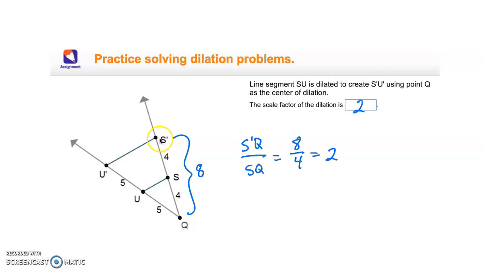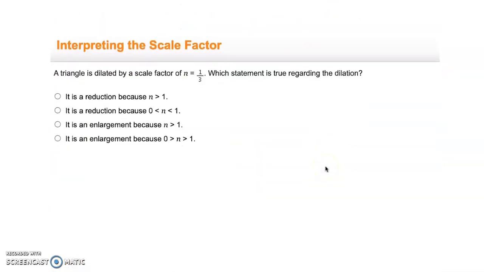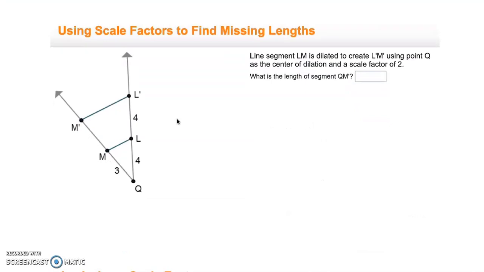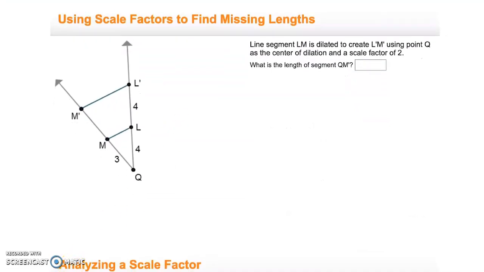In this case, we're taking our S prime Q over SQ, 8 over 4 equals 2. Remember, we take the whole length over the preimage, and we get our scale factor. Now, a triangle is dilated by a factor of 1/3. What do we know if that's true? Well, if it's between 0 and 1, it is a reduction. That's what we know is true. Okay, pause the video and try this one.